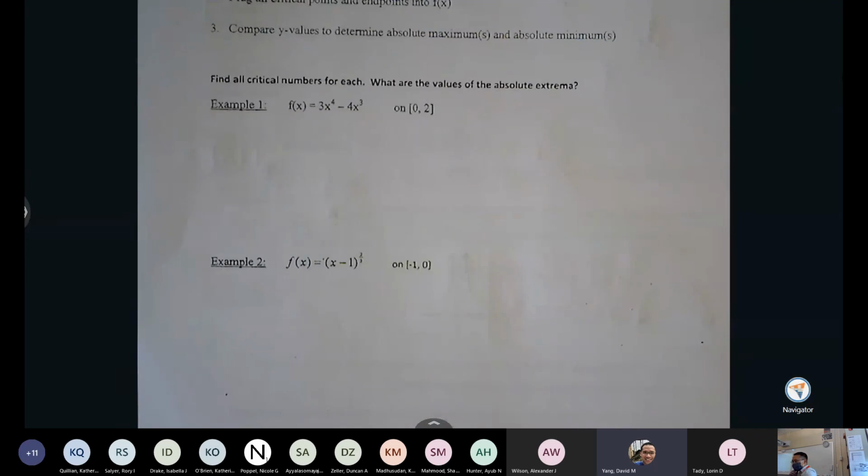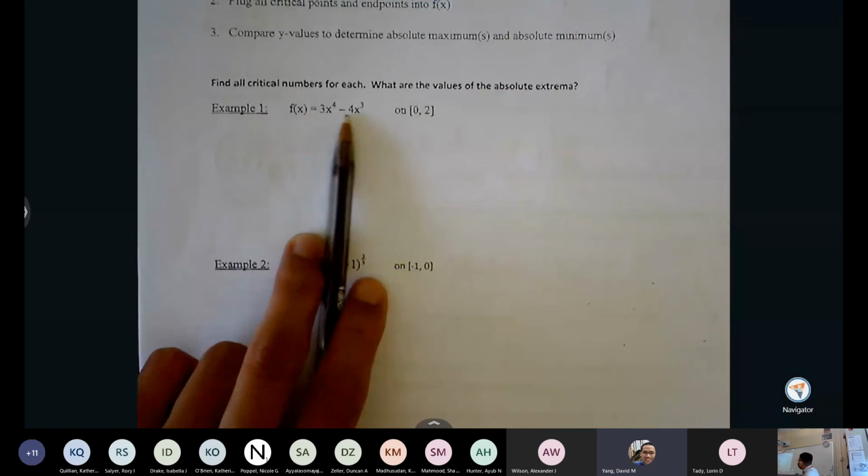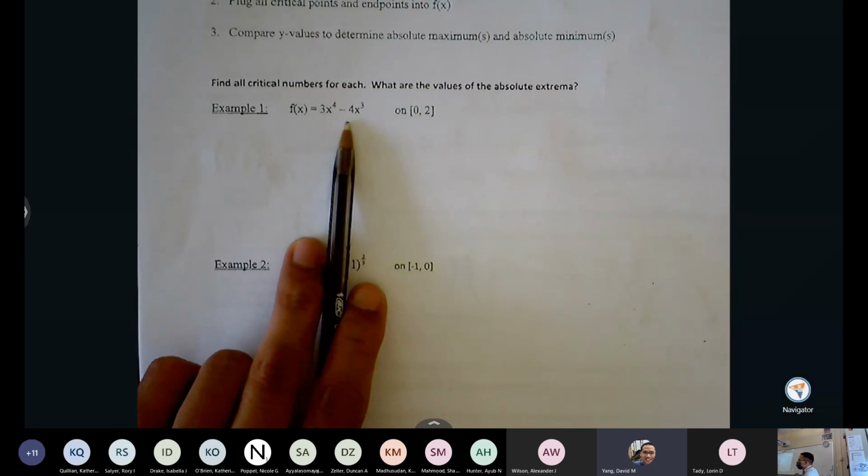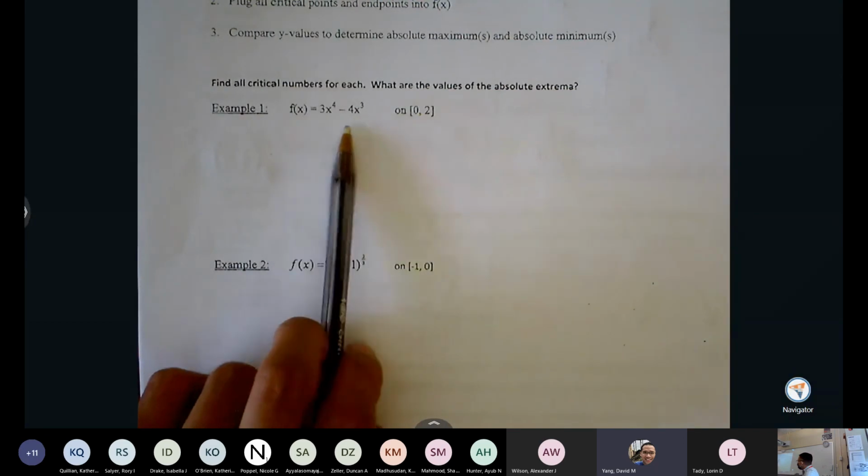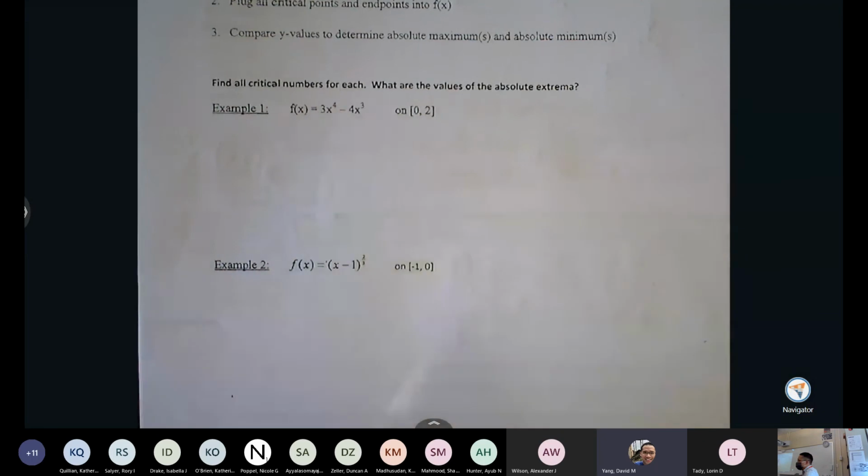So example 1, find all critical numbers for each function. What are the values of absolute extrema? So we want to apply the extreme value theorem. The first thing we have to consider is, do we have any continuity issues with our function? The nice thing here is we are dealing with a polynomial. Polynomial, smooth curve all the way through, no breaks, no asymptotes or holes.